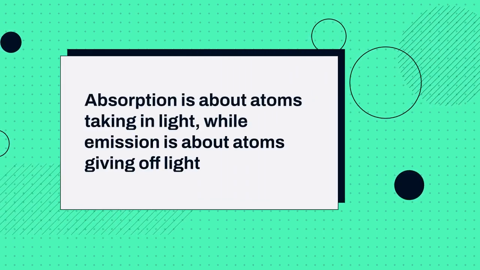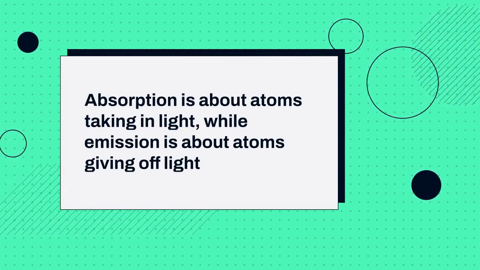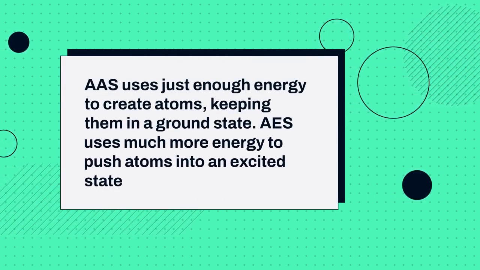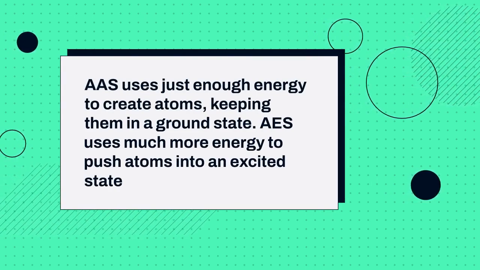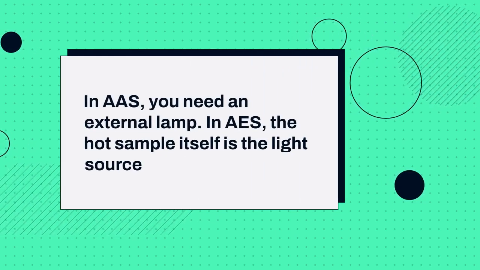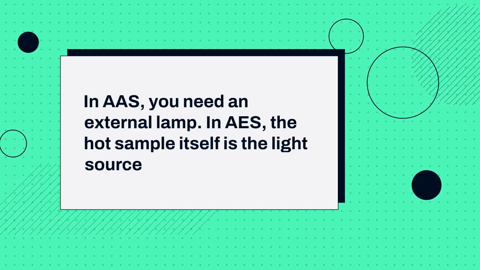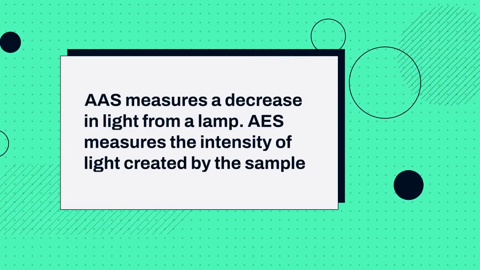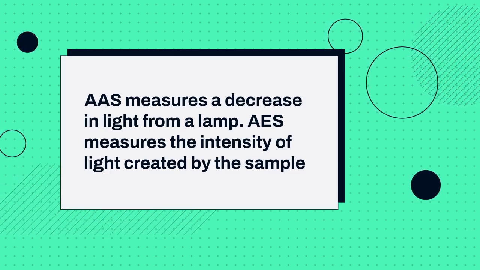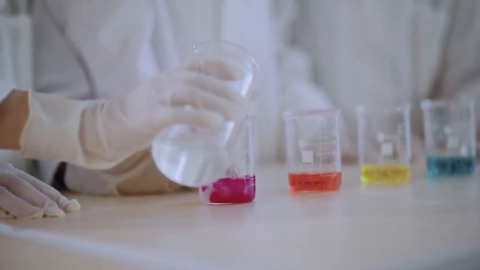To summarize the key differences, 1. The principle: absorption is about atoms taking in light, while emission is about atoms giving off light. 2. The energy: AAS uses just enough energy to create atoms, keeping them in a ground state. AES uses much more energy to push atoms into an excited state. 3. The light source: in AAS, you need an external lamp. In AES, the hot sample itself is the light source. 4. The measurement: AAS measures a decrease in light from a lamp. AES measures the intensity of light created by the sample. And that's the fundamental difference between these two powerful analytical techniques.